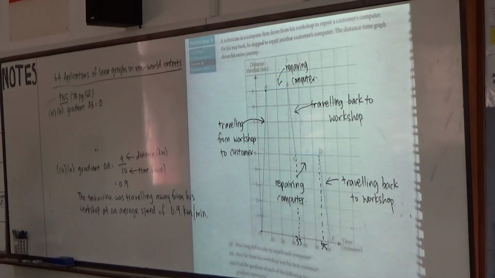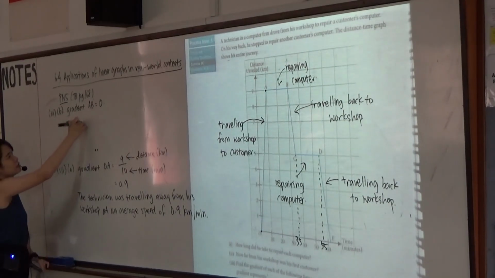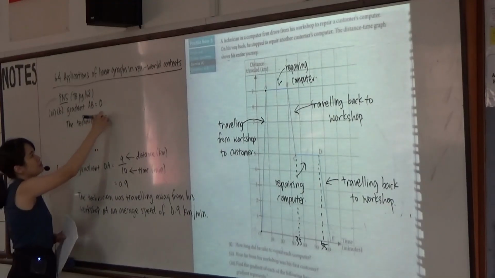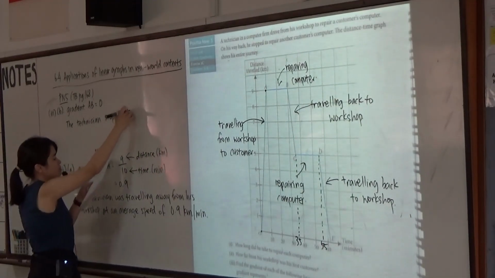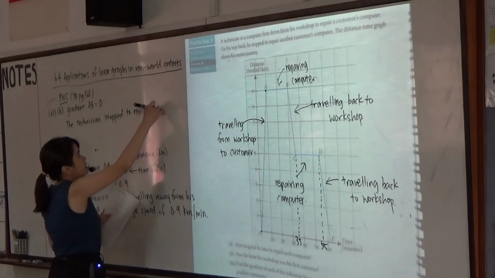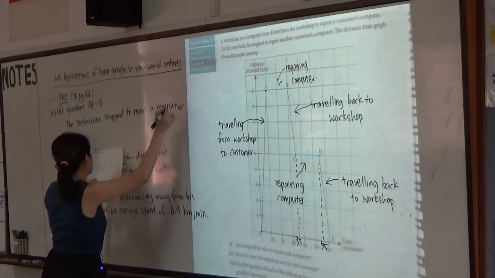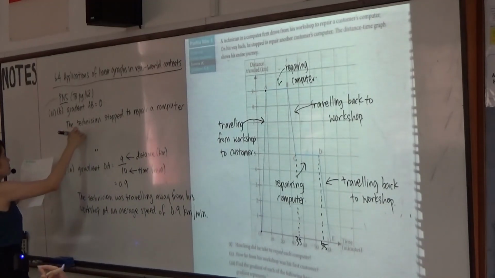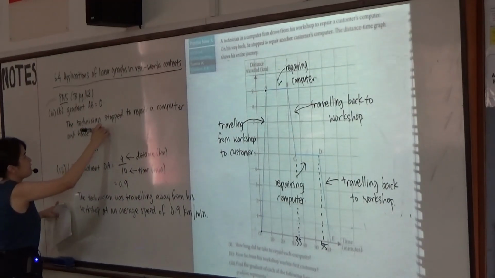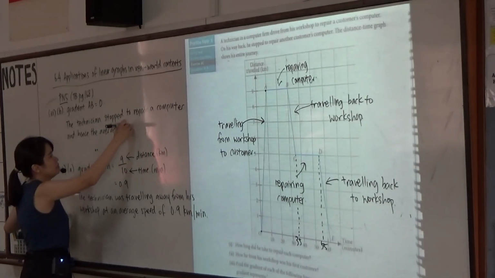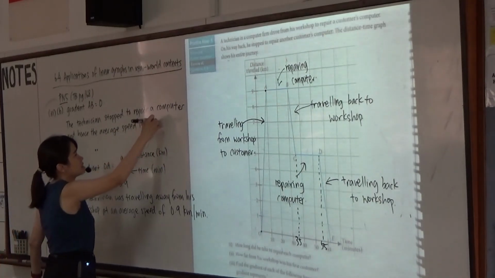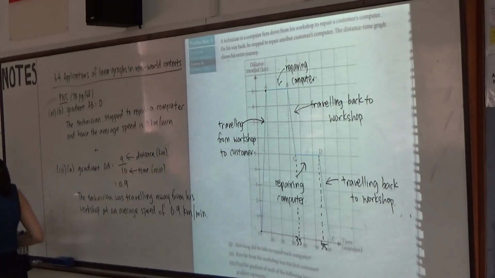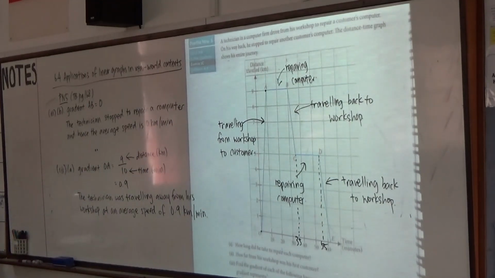Then to interpret that, we can say that the technician stopped to repair a computer and hence the average speed is 0 kilometer per minute. So it does make sense that when we stop, there is no speed, that's why the gradient is 0.